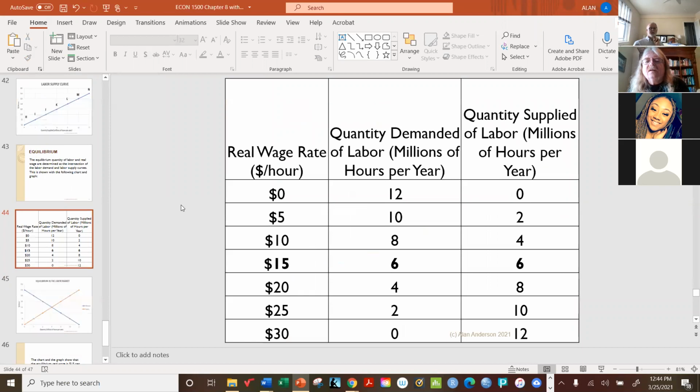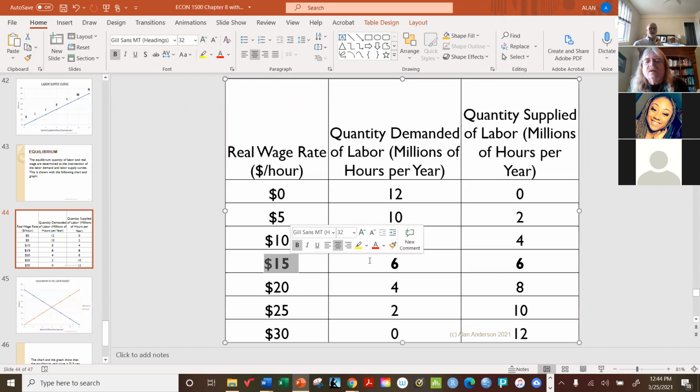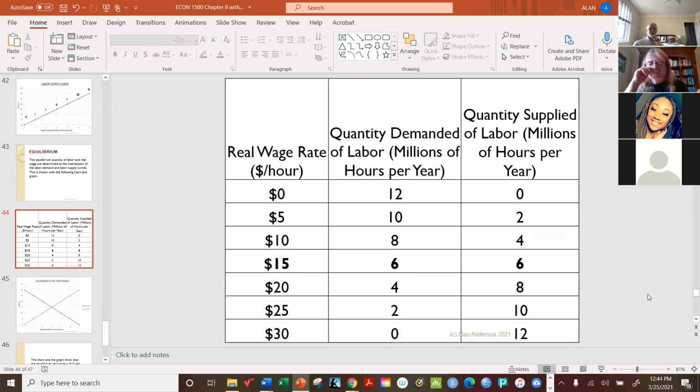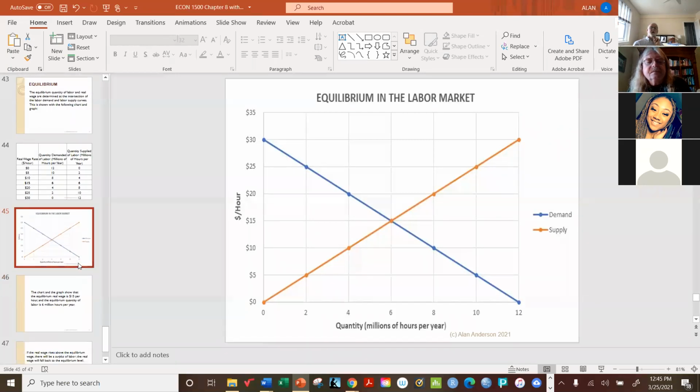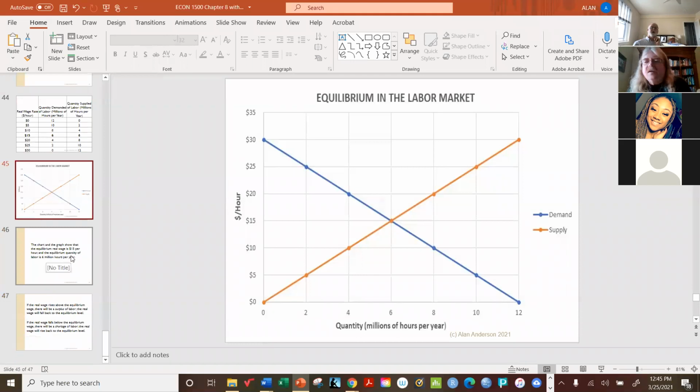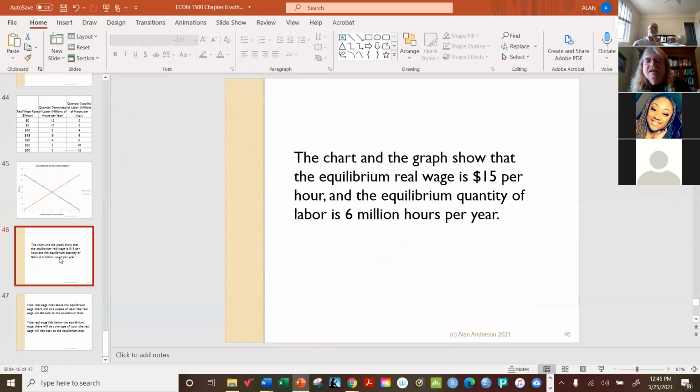So I put these together on another chart, and you can clearly see that at a real wage of $15 an hour, we are in equilibrium because the quantity demanded exactly matches the quantity supplied. All right, and we can see that on the graph right here, and you can see where they cross. We've got a wage of $15 an hour. 6 million hours will be available per year. All right, so far so good? Yes.